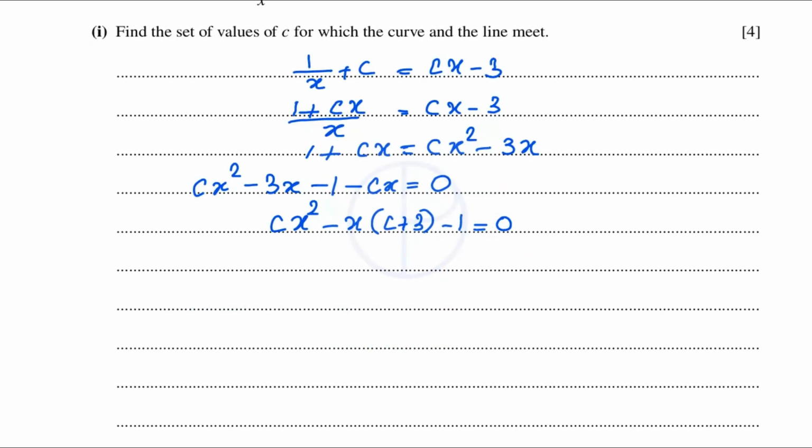To find the set of values of c, let's find out b square minus 4ac, and it's given the curve and the line meet. That means b square minus 4ac is greater than or equal to 0.